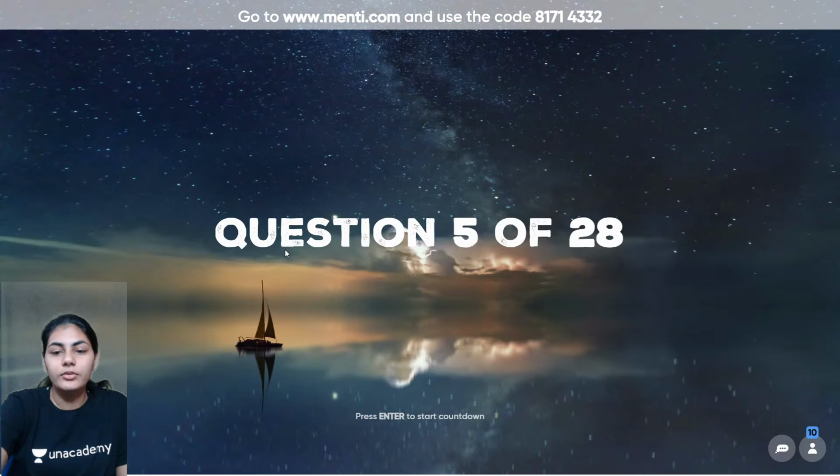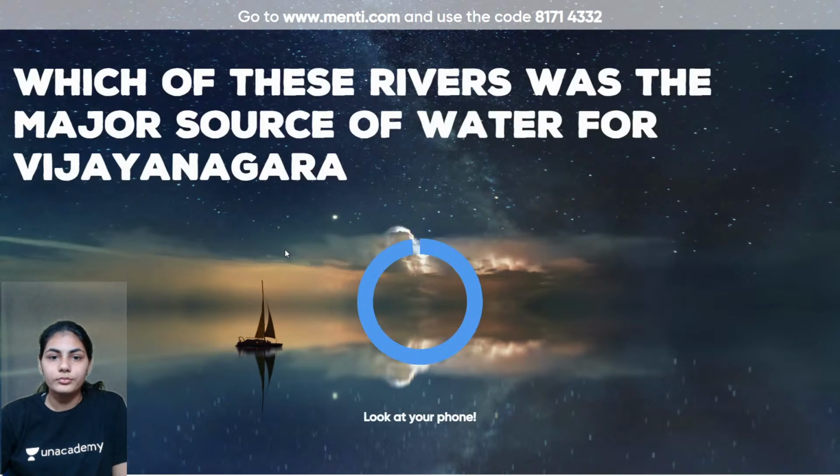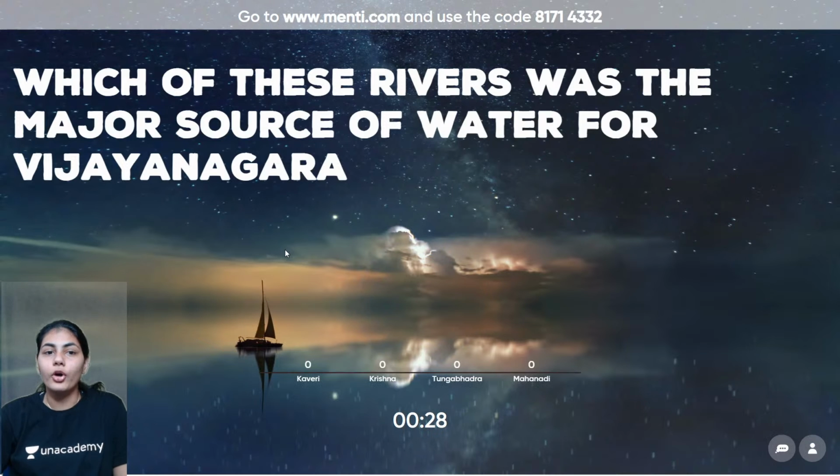We'll quickly have a look at question 5. Which of these rivers was the major source of water for Vijayanagara? Major source of water for Vijayanagara. Which river was it? Was it river Kaveri, river Krishna, river Tungabhadra or river Mahanadi? Which river was the major source of water for Vijayanagara?